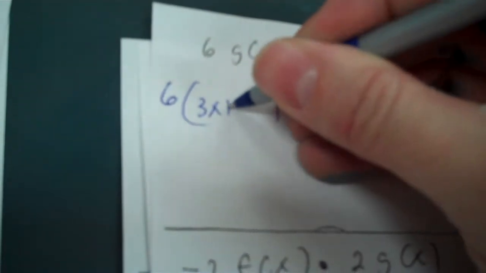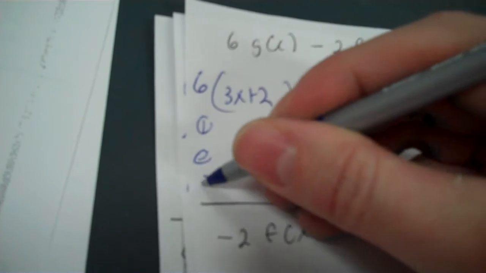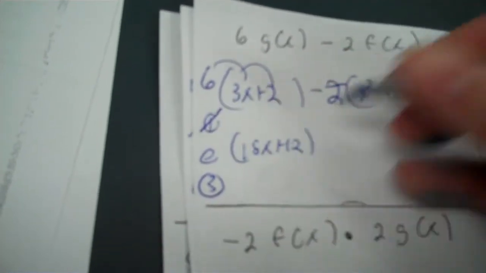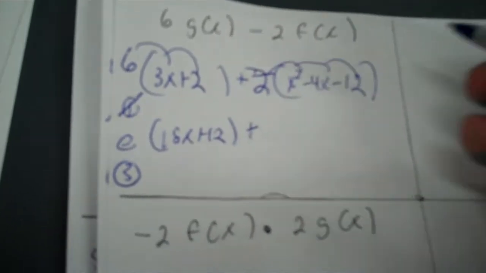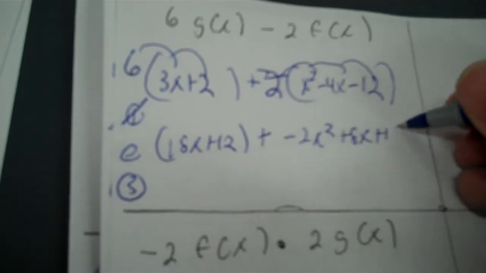So I apply a 6 and a 2 as coefficients, okay. So the g function is 3x plus 2. And the f function is x squared minus 4x minus 12. Okay, so 1, 2, 3. The power is to just see x, so I distribute here, and I end up with 18x plus 12. Plus negative, and I distribute negative 2. So that's going to be negative 2x squared plus 8x plus 24.